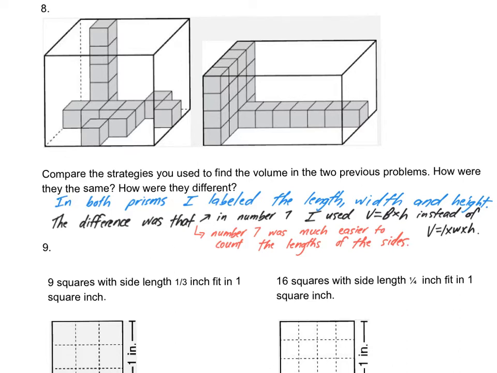Another difference you could discuss would be the fact that number 7 was much easier to count the lengths of each side, whereas number 6 was a little bit trickier, and you really have to be much more careful when you're counting that. So either of those answers would work, or I'm sure you may be able to come up with another couple possibilities.